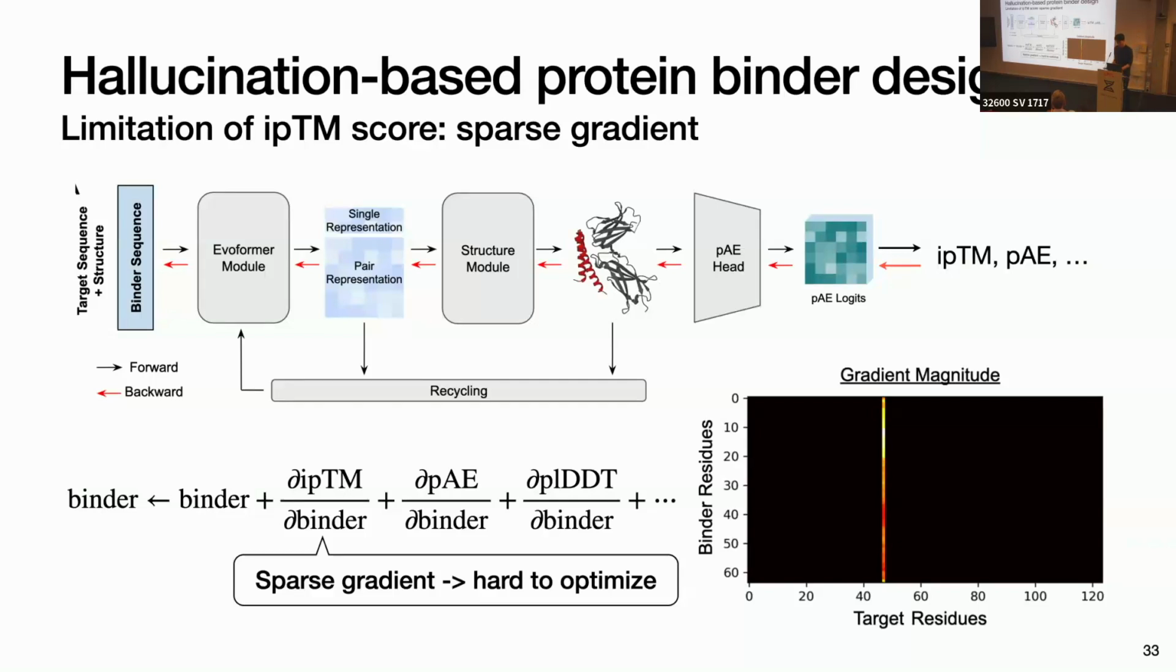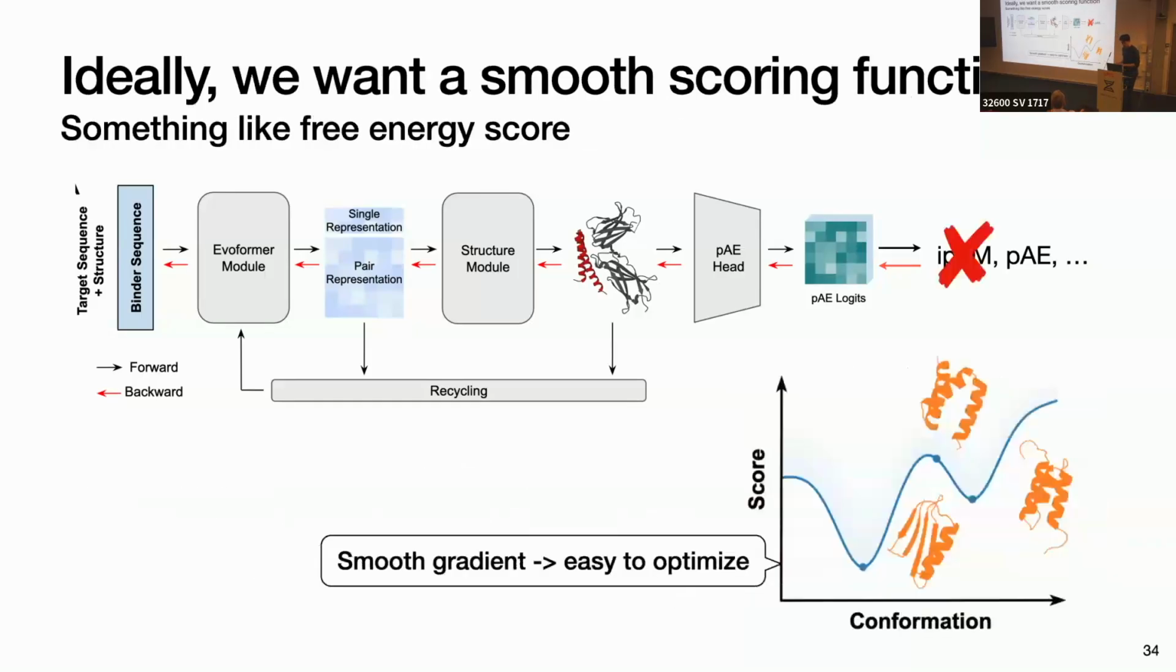So this gives you a very sparse gradient that makes it hard to optimize. Ideally, we want to find a smoother scoring function, something like a free energy score, that can behave more nicely and go through this landscape smoothly, right? So that's the motivation behind the development of a new scoring model.